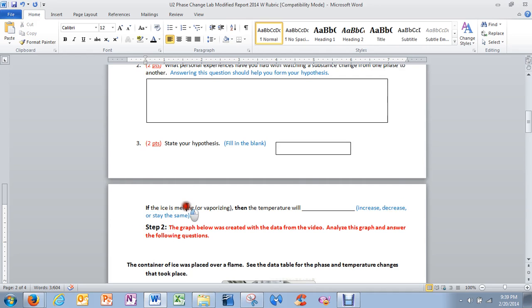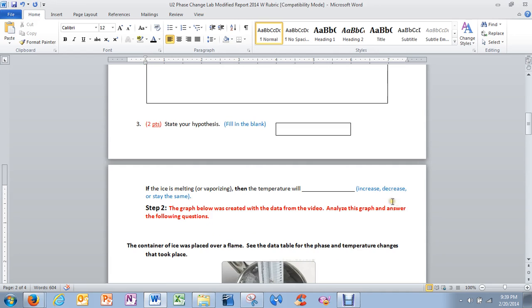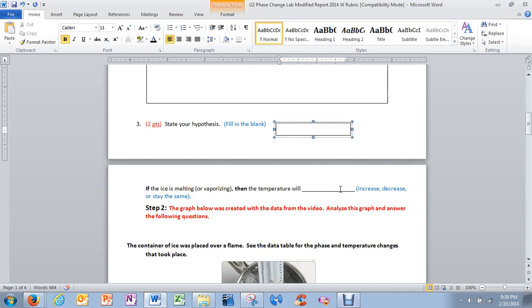Now we're talking about melting or vaporizing. So those are two vastly different temperatures. And one of these answers fits in this hypothesis. What does it do? Does it increase, decrease, or stay the same? One of those 3 answers in this box will get you credit. It doesn't really matter which one either, because the hypothesis is a guess. It's an educated guess, but it is a guess.